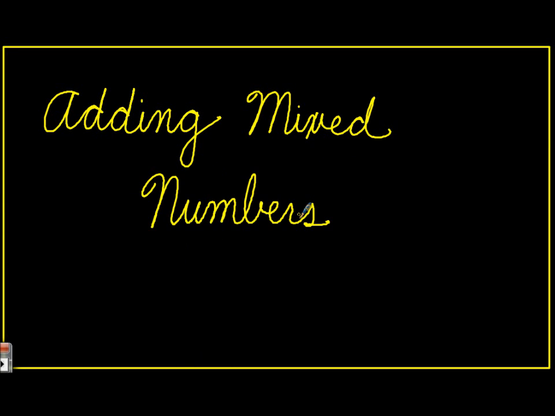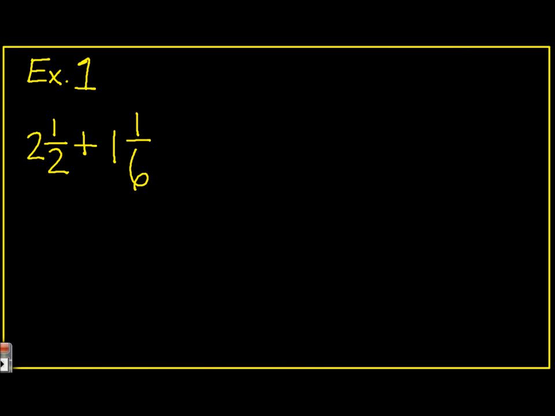The title of today's lesson is Adding Mixed Numbers. Example 1. 2 and 1/2 plus 1 and 1/6. The first thing you want to do is rewrite your mixed numbers vertically.